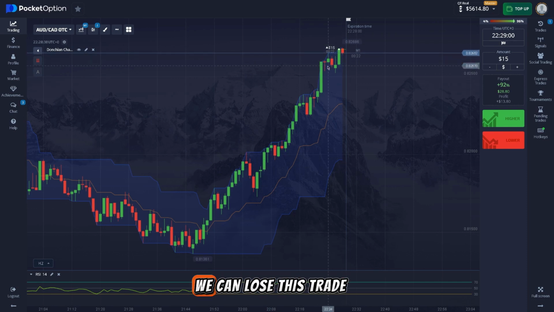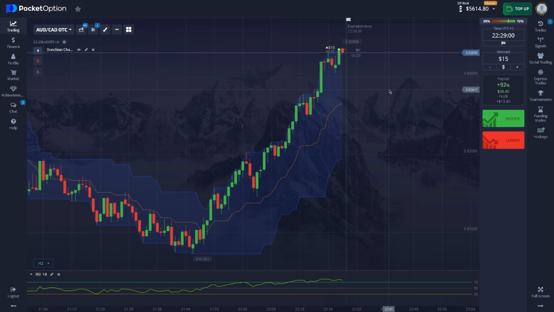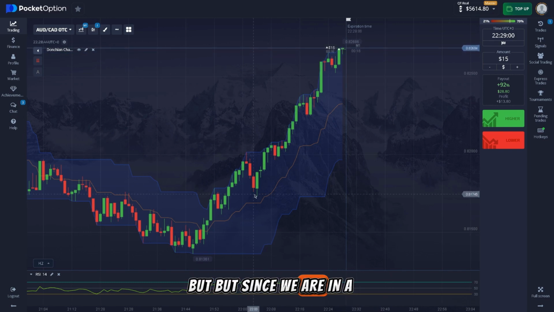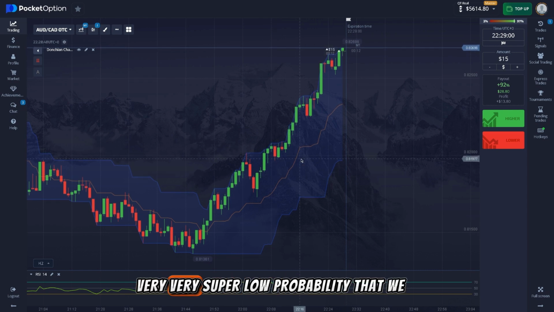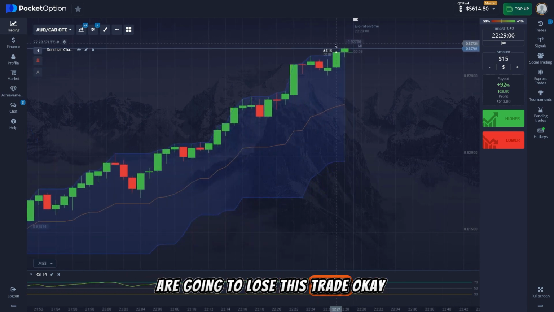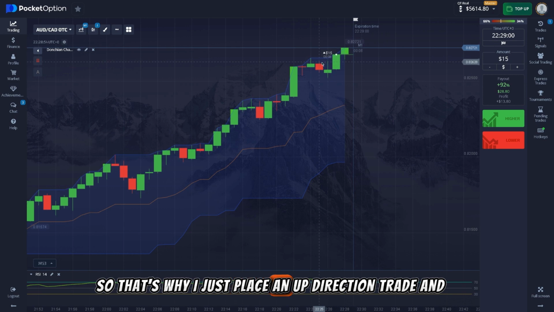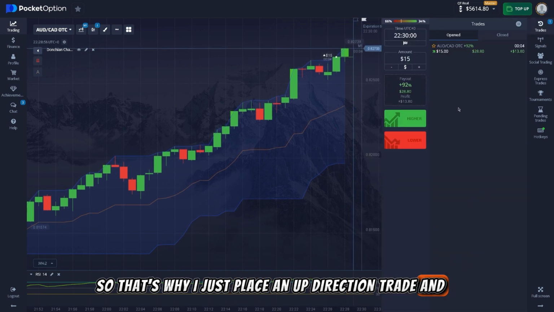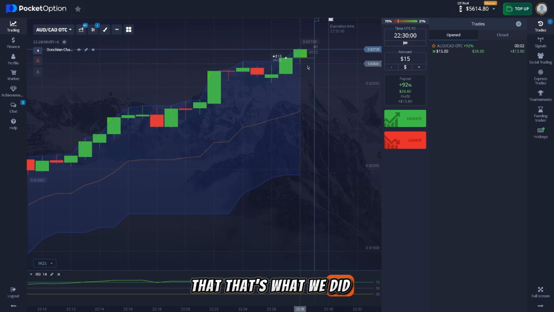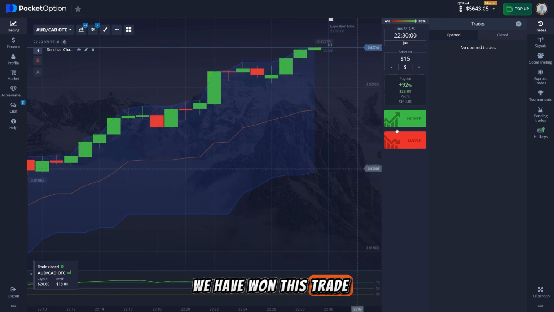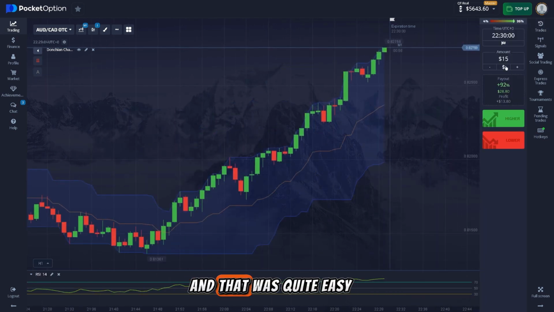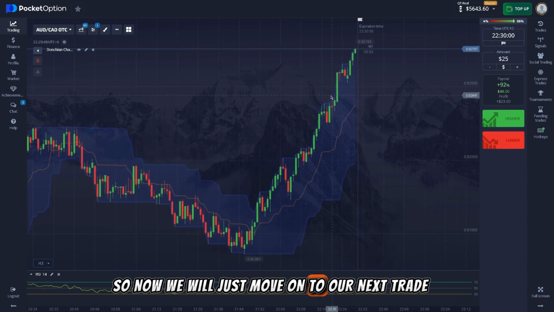Of course we can lose this trade, but since we are in a green rally, there is a super low probability that we are going to lose this trade. Okay, so that's why I just placed an up direction trade, and we are about to win this trade. And as you guys can see, we have won this trade, and that was quite easy. So now we will just move on to our next trade.